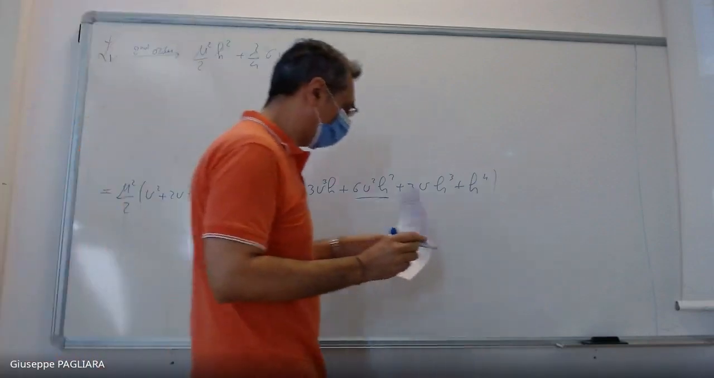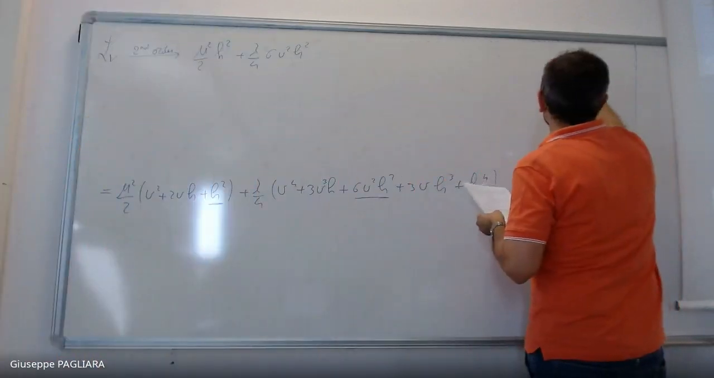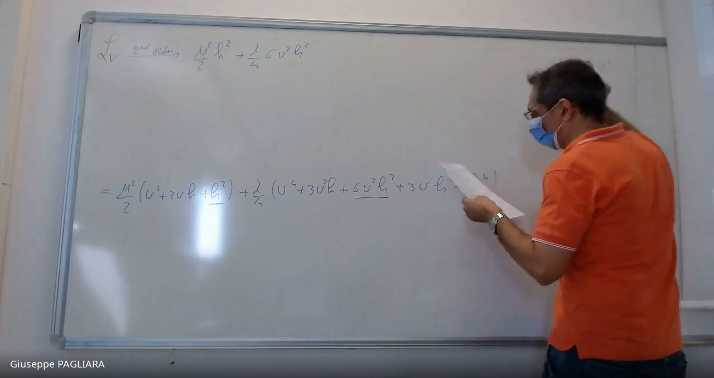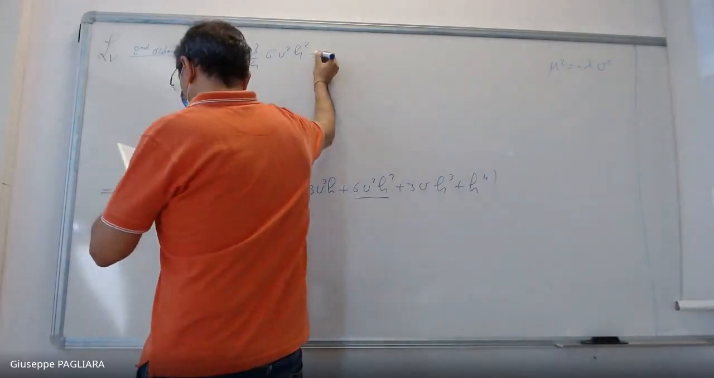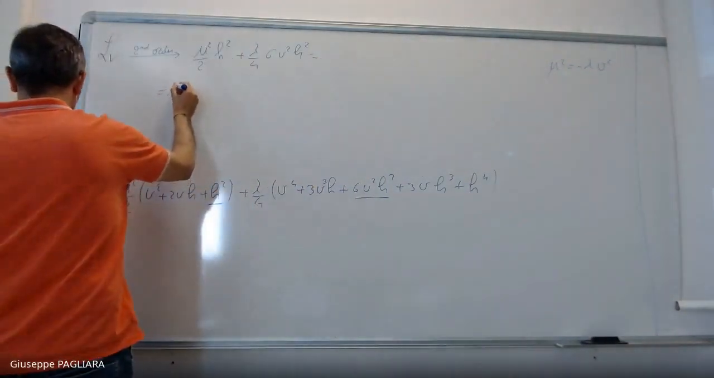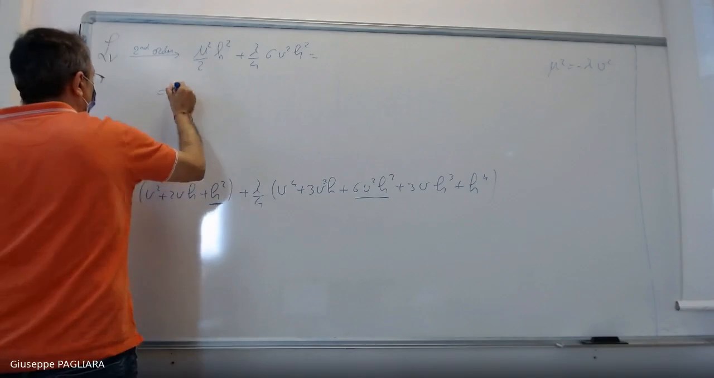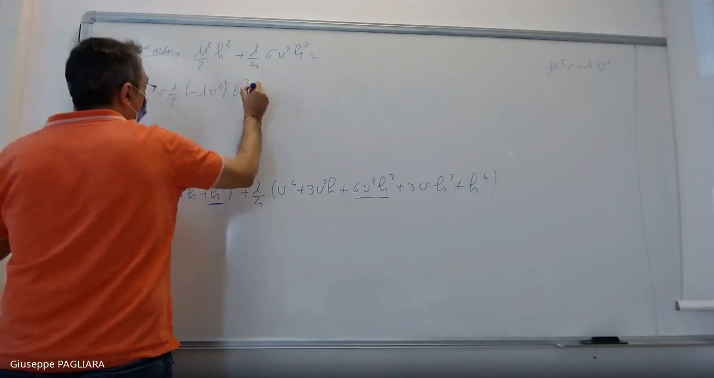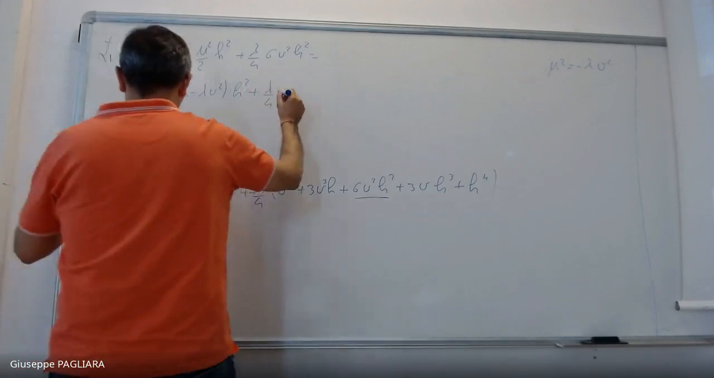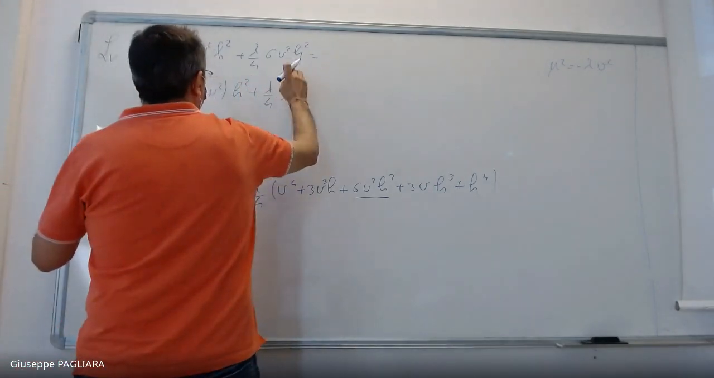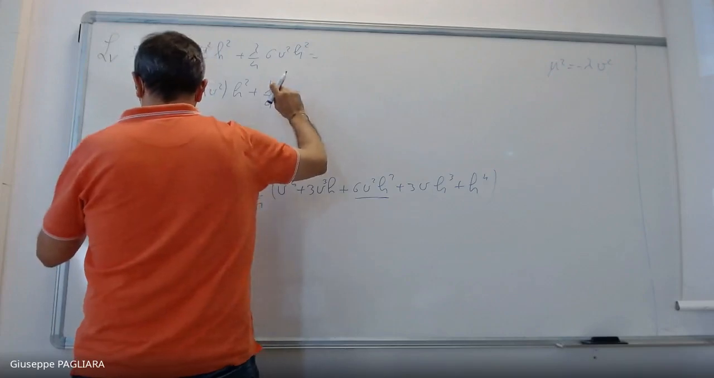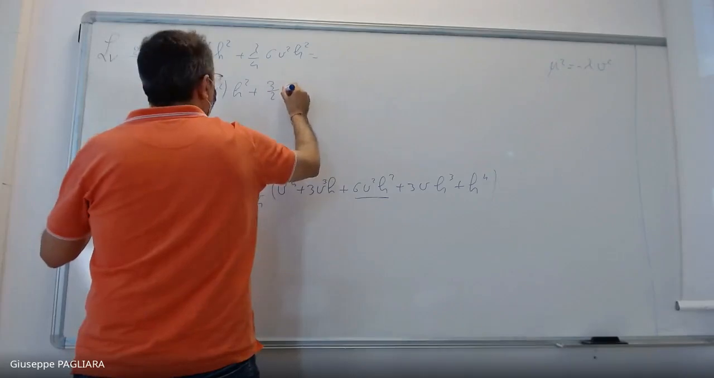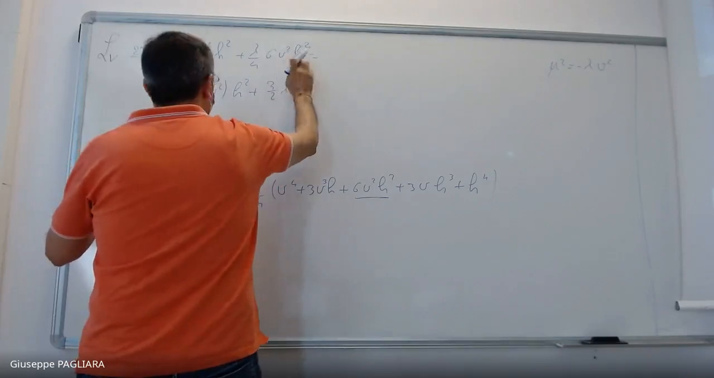Now let me remind you that we can always express mu squared as minus lambda v squared. So we can substitute here. So this is going to be 1/2 minus lambda v squared h squared plus lambda over 4, then here we have a sigma, lambda v squared h squared.